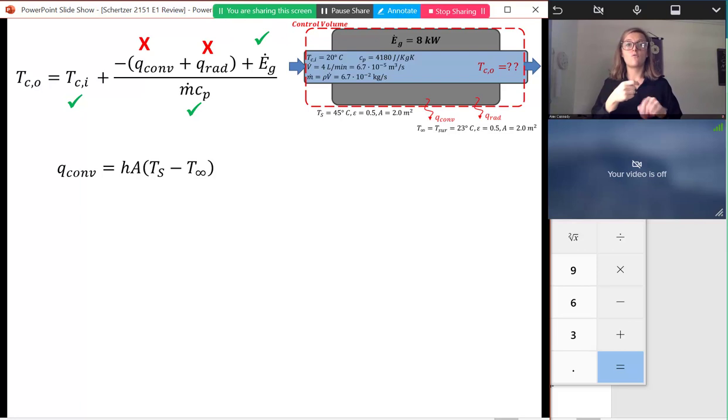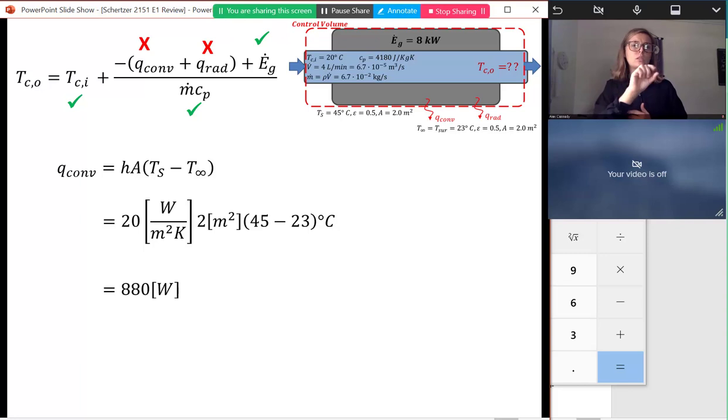So this is going to be h times A times delta T, where the way this equation was set up is that we want it to be a positive number, and I let the first law deal with the signs. So here, to get a positive number, I multiply by the surface temperature, which I'm assuming is higher than the temperature at infinity. So Ts minus T infinity. I know these values, and I put them in, and I get that Q convection is 880 watts.